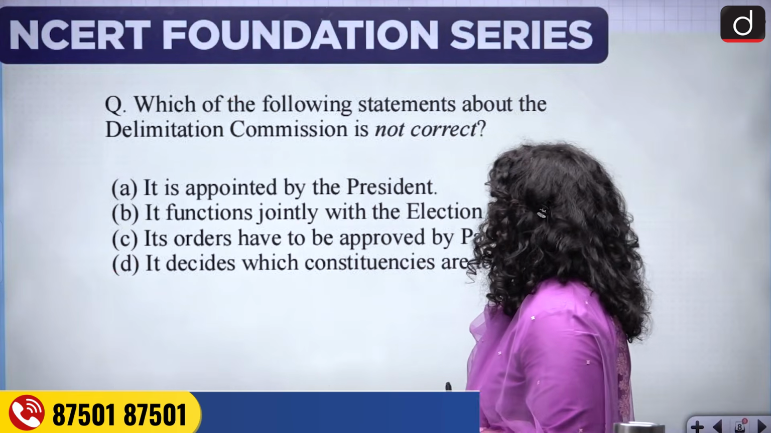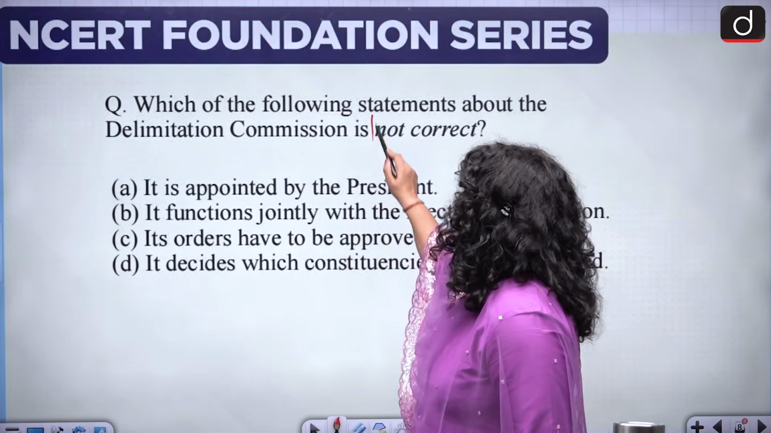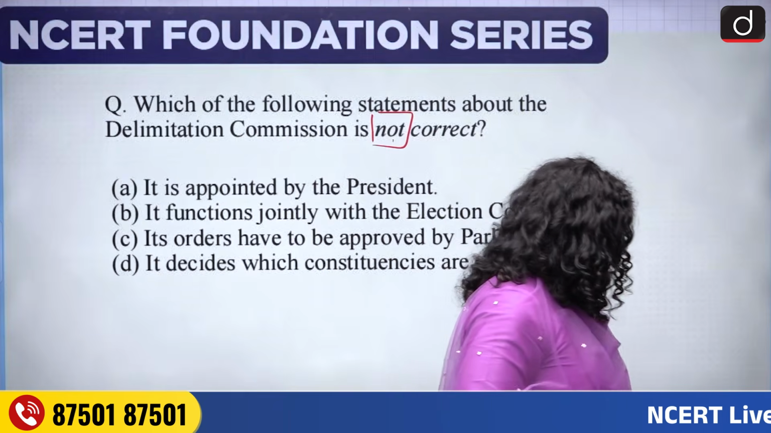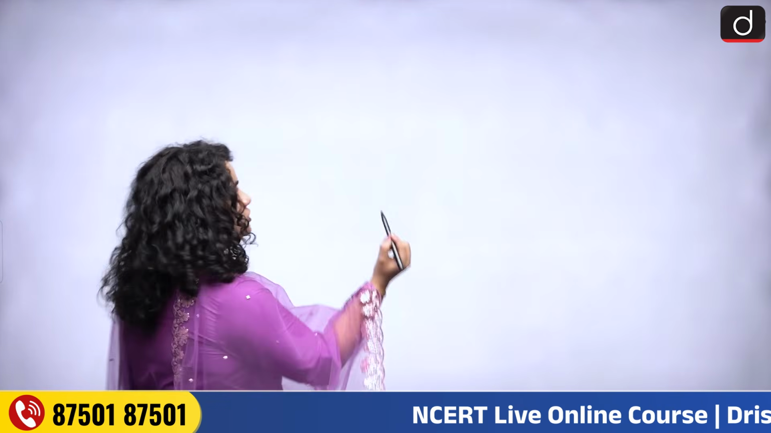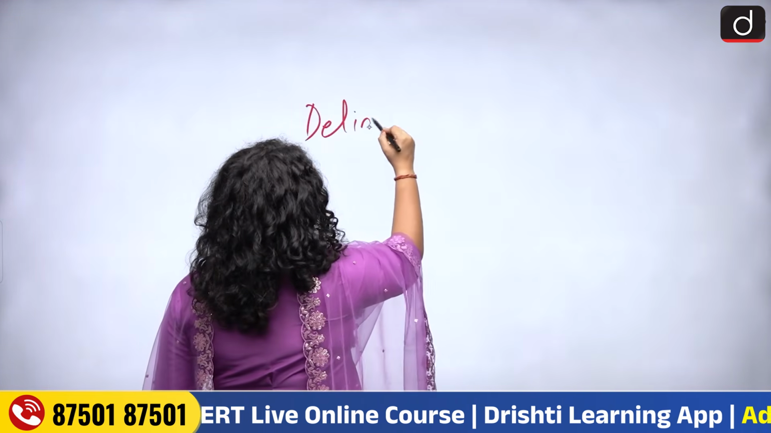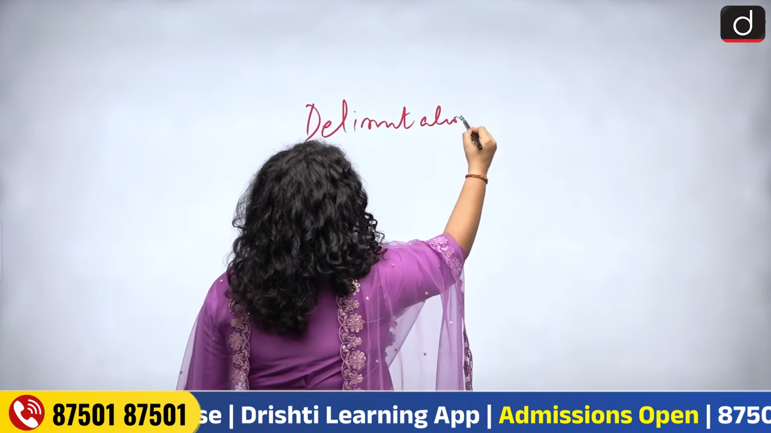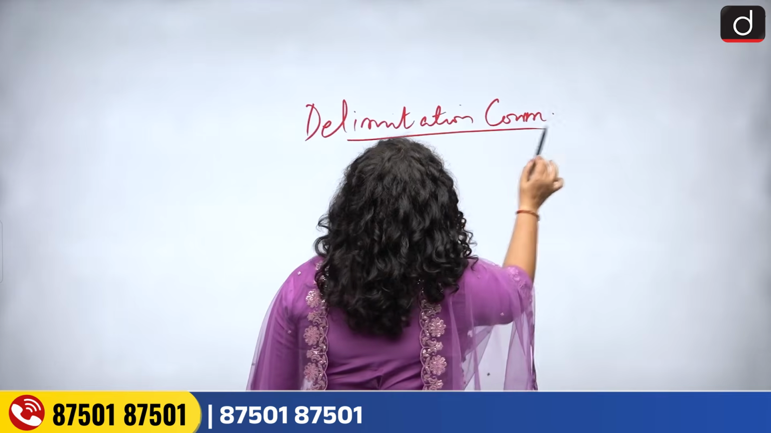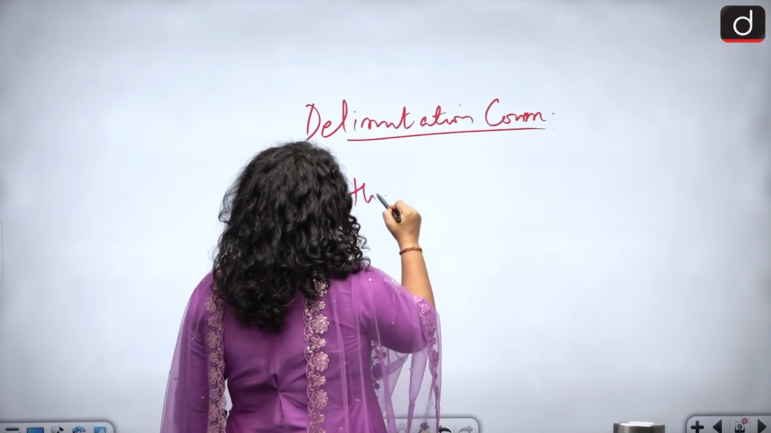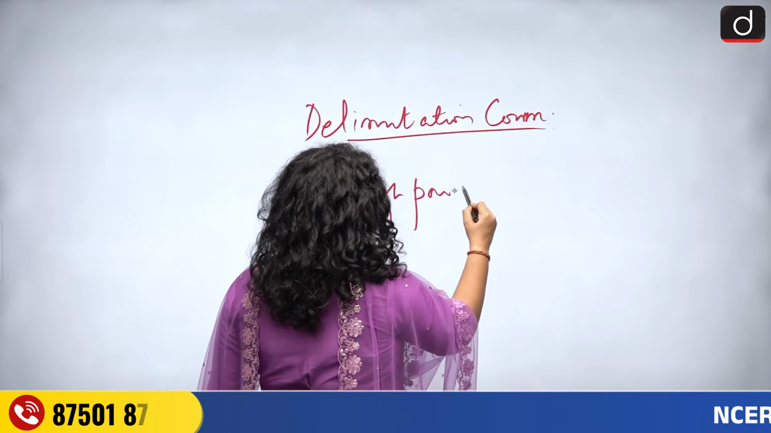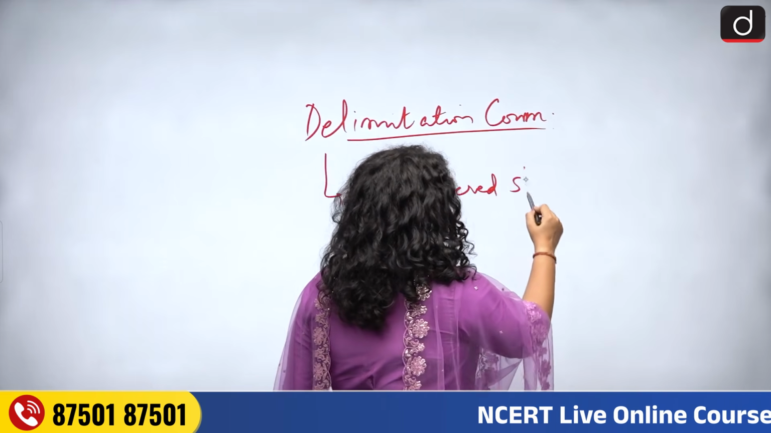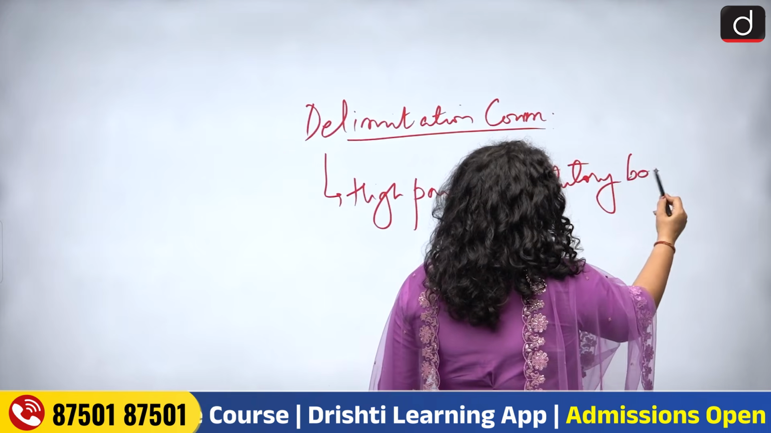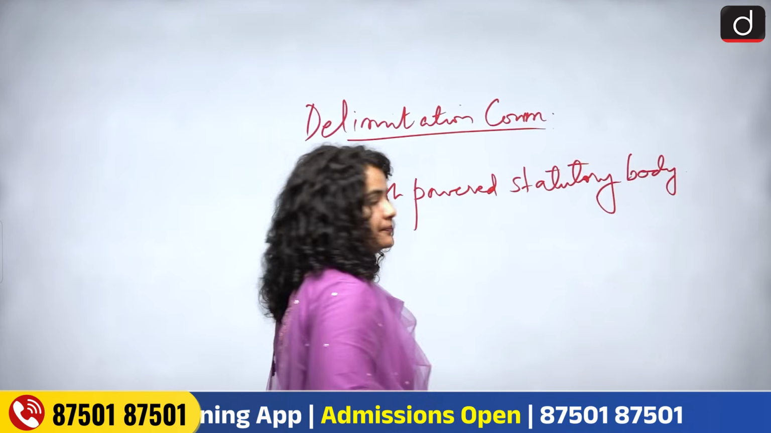Which of the following statements about the Delimitation Commission is not correct? Now let's first try and understand a few things about the Delimitation Commission. Let's try and understand that the Delimitation Commission is actually a high-powered statutory body. It is not a constitutional body, but a high-powered statutory body.